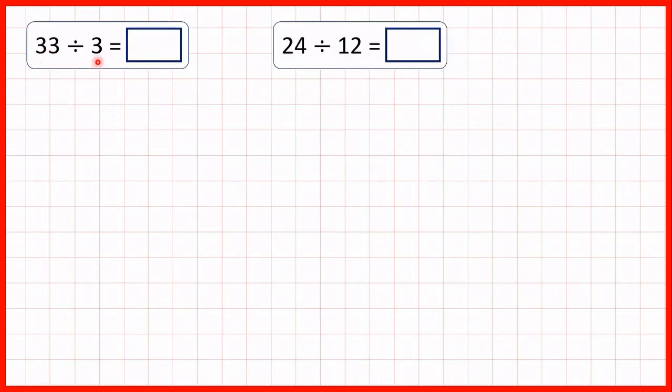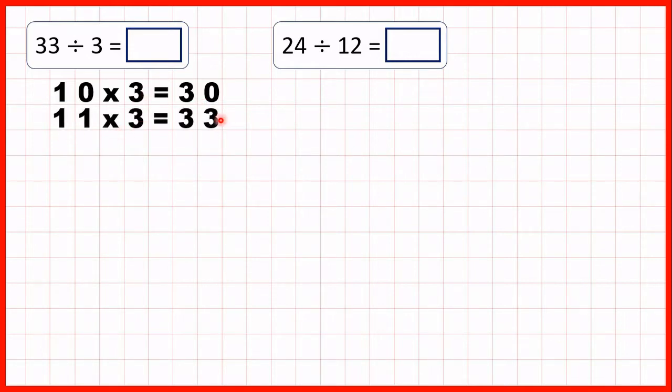We have 33 divided by 3. Now, if we don't know this, we can use the inverse. We can use multiplication. Now, we know that 10 times 3 is 30, because if you're multiplying 10 by a whole number, you can just put a 0 on the end of it. And if 10 times 3 is 30, then 11 times 3 must be 3 more. 11 times 3 must be 33. And if we know that 11 times 3 is 33, we know that 33 divided by 3 must be 11. So our answer is 11.